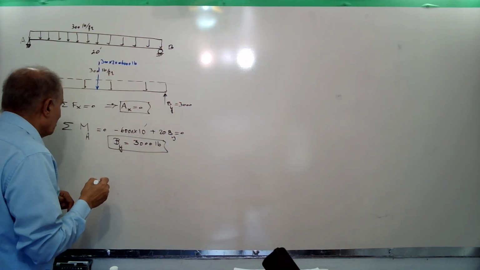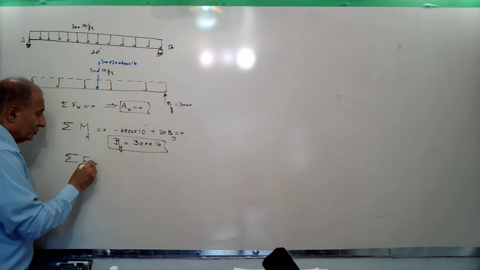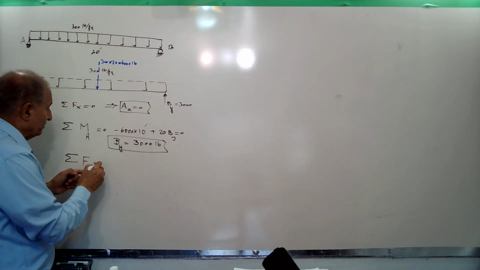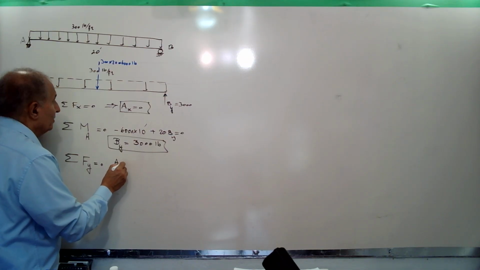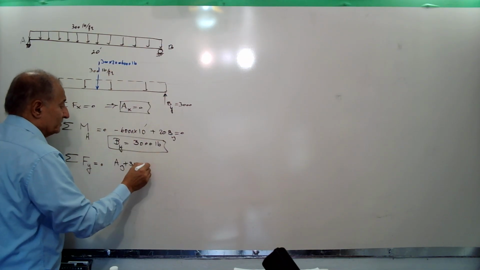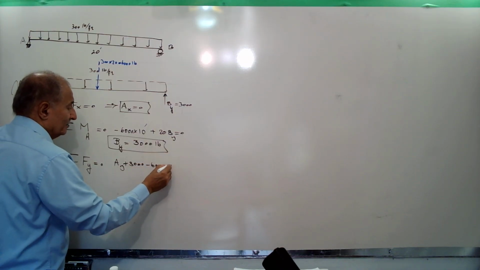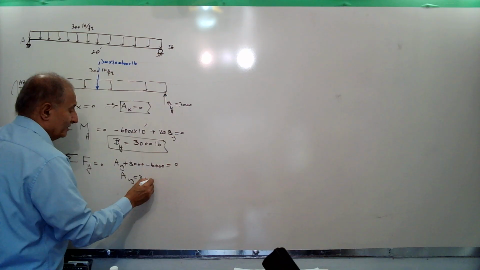Now we can go for the third equation of equilibrium, summation of forces in the y direction equals 0. It means Ay, which we don't know, plus By, 3,000, minus 6,000 equals 0. Ay is equal to 3,000.